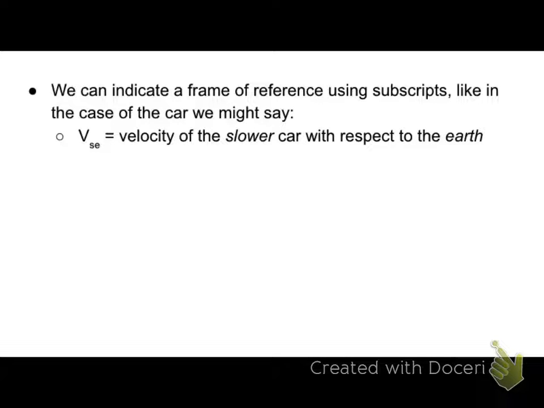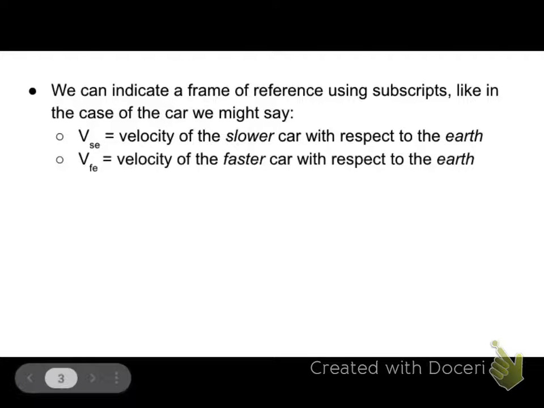So V sub SE means velocity of the slow car as compared to the earth. In a similar way, we might say velocity FE, meaning the velocity of the fast car compared to the earth. So in the example that we did before, V sub SE would be 80 kilometers per hour north, and V sub FE would be 90 kilometers per hour to the north.